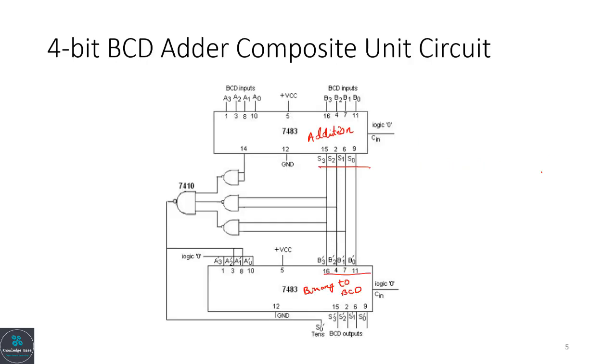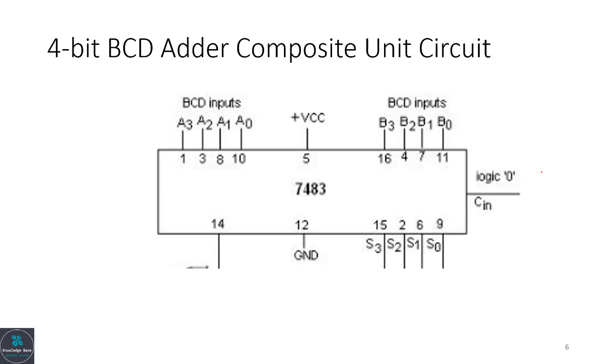Now let us take another example. Suppose we are performing 7 plus 5. 7 plus 5 is going to give me 12. Now 12 in binary is 1 1 0 0, but in BCD it is 0 0 0 1, 0 0 1 0. So it is in BCD.